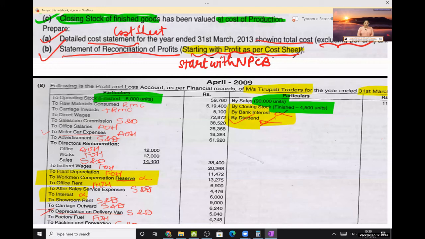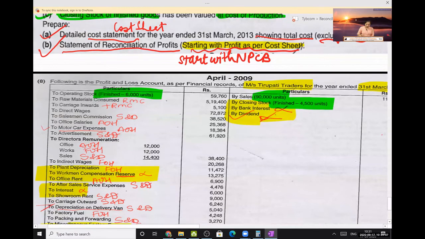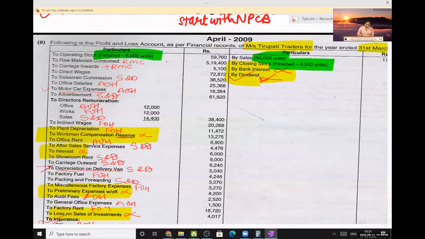Sum. It looks very lengthy, but it's very easy. Okay, it looks very lengthy, but it's a very easy sum. Yeah, I'll show you how lengthy it is.